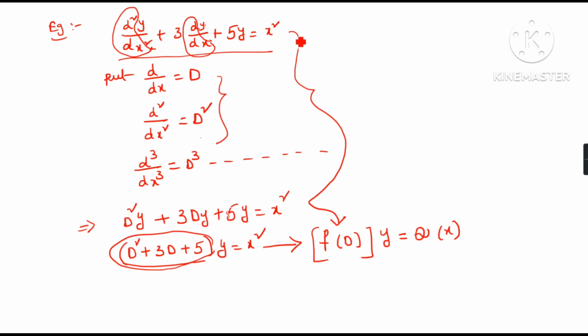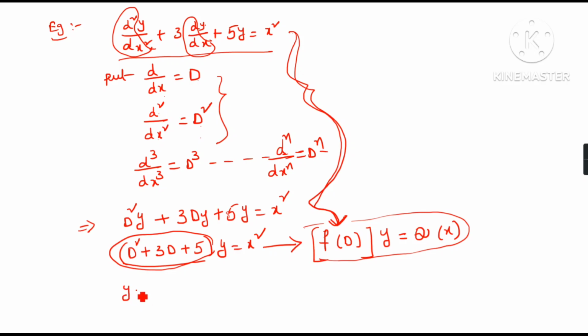So for the given differential equation, what is the first step we should do? We have to convert it into the f of D into y form by putting d by dx equals D, d square by dx square equals D square, d cube by dx cube equals D cube, and so on, d^n by dx^n equals D^n. Now after writing it as f of D into y equals q of x, we have to find the solution.